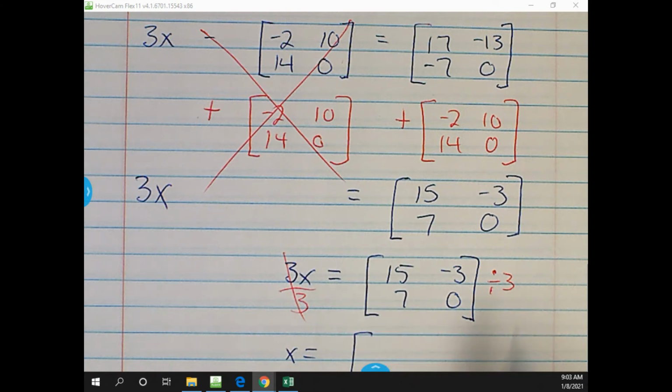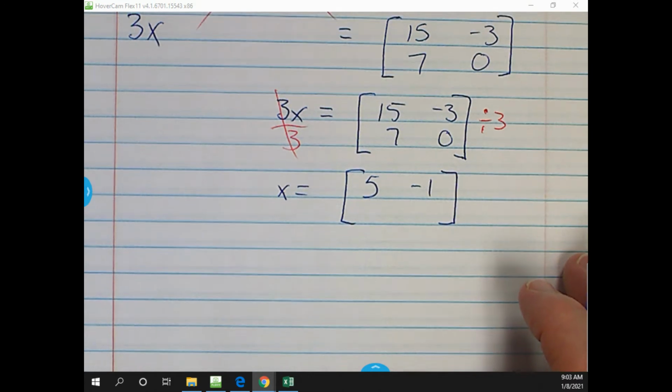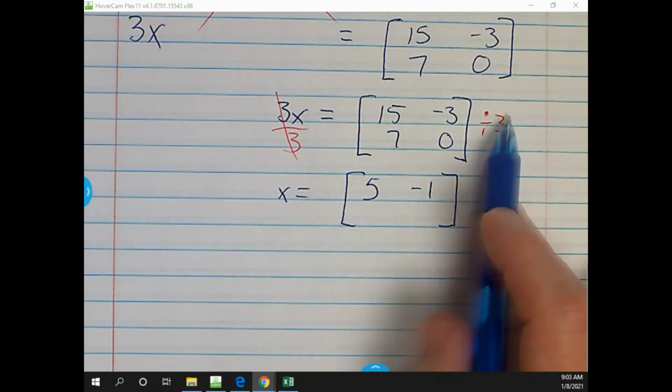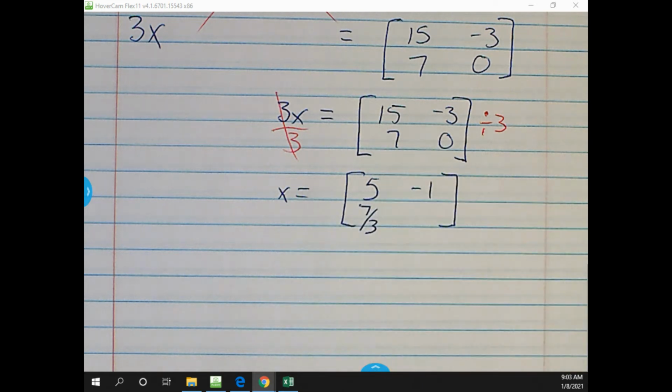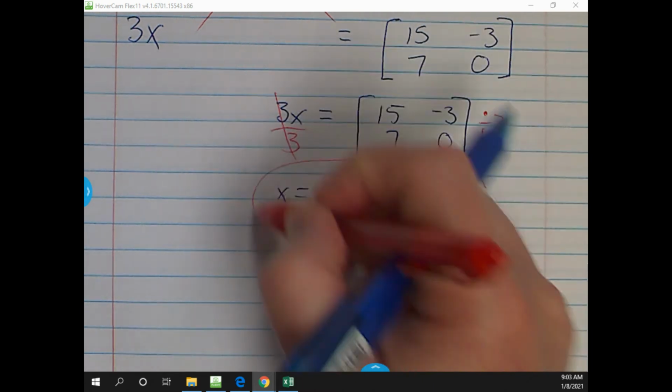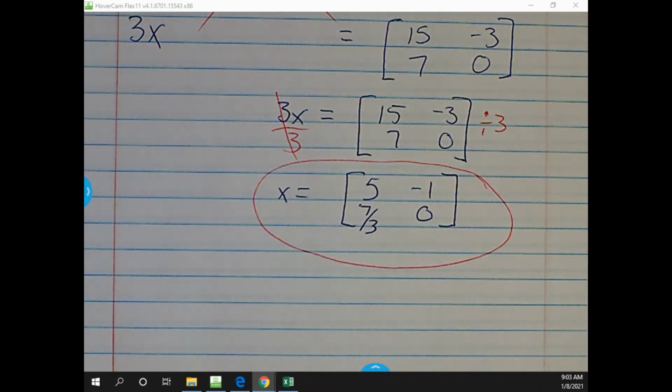So 15 divided by 3 is 5. -3 divided by 3 is -1. If we do 7 divided by 3, it's not a whole number. So in that case, just leave it a fraction, make it 7/3. And then 0 divided by 3, of course, would still be 0. And that way we get what matrix X we want it to be.